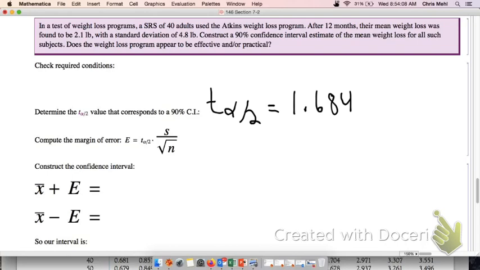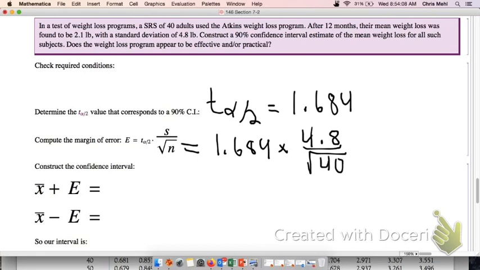Okay. And then you would calculate your error. So you'd take your 1.684 and multiply that by the standard deviation, which was 4.8, and divide it by the square root of the sample size, which was 40. I'll be rounding my confidence interval estimates to 2 decimal places, so I will approximate my error to 4 decimal places to be safe on rounding. To 4 decimal places I get 1.2781.